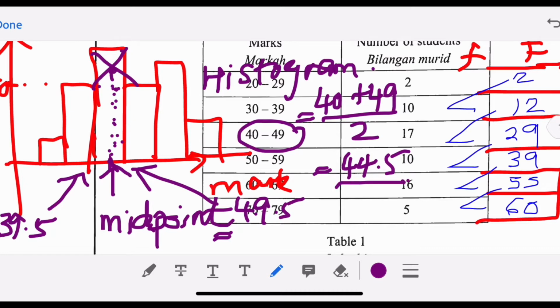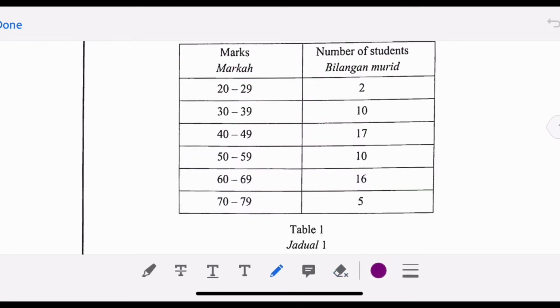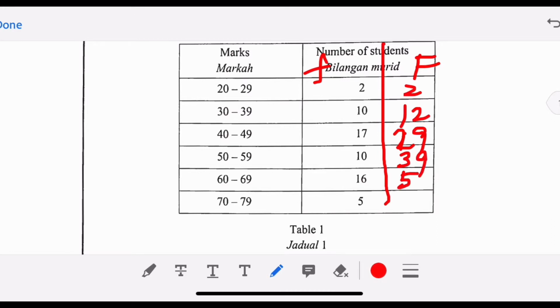So now we'll proceed to the next question. For part B, you're asked to find the best 25%, right? The best 25% is actually referring to the third quartile. Because as you can see in the ogive, the upper part, the upper 25% part, is actually the third quartile.